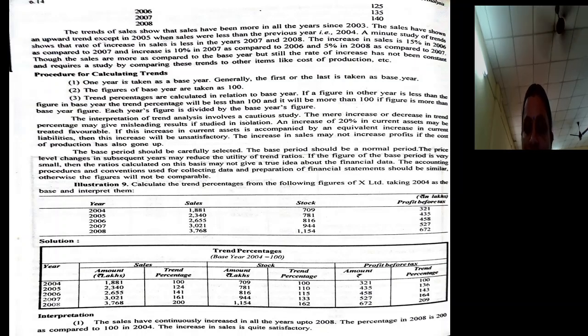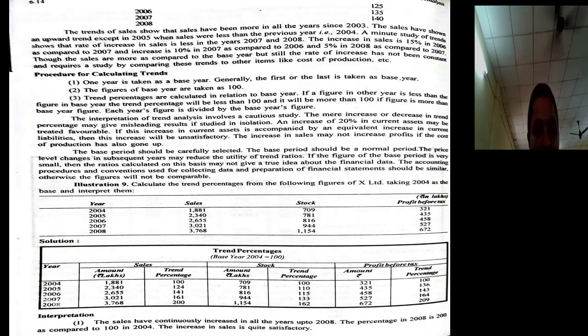In the same way, we need to calculate trend percentages for profit before tax. If 321 is 100, what is 435? What is 458? What is 527? What is 672? You will arrive at 136, 143, 164, 209. This is how to calculate trend percentages.